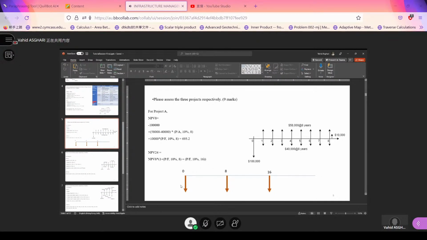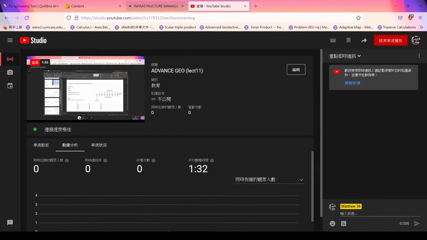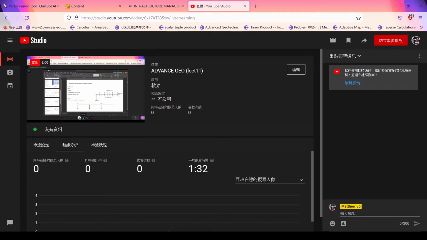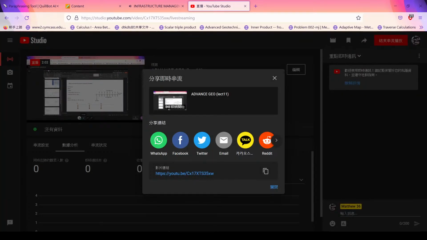Like I said, equations related to engineering economics and economic appraisal, all necessary equations will be provided. Again, related to economic appraisal and engineering economics.